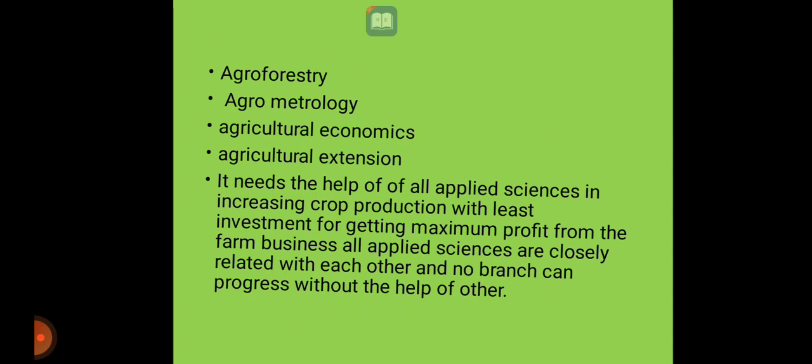So agroforestry and agricultural meteorology are also very important branches of applied sciences. Agroforestry is mainly concerned with the selection of suitable multipurpose and economic tree species and various agroforestry systems for different eco units, as an additional component to increase the farmers' income. Then we discuss agronomy with agricultural meteorology.